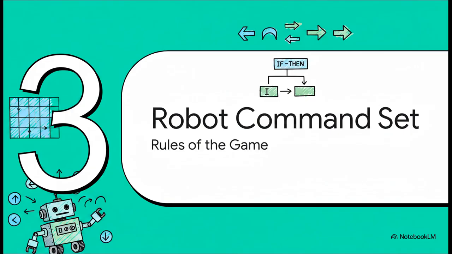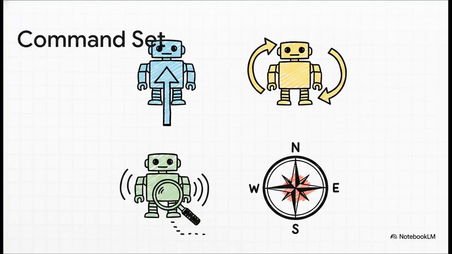Section 3. The robot command set. Rules of the game. So our robot lives on its rectangular grid and faces north, south, east, or west, and it understands exactly 4 commands. It can move forward 1 cell, it can rotate left or rotate right, which changes its compass facing but keeps its position exactly the same, and it can check its environment using can move in a specific direction. Those 4 simple commands are all we need to combine iteration, selection, and spatial reasoning into some truly brilliant algorithms.